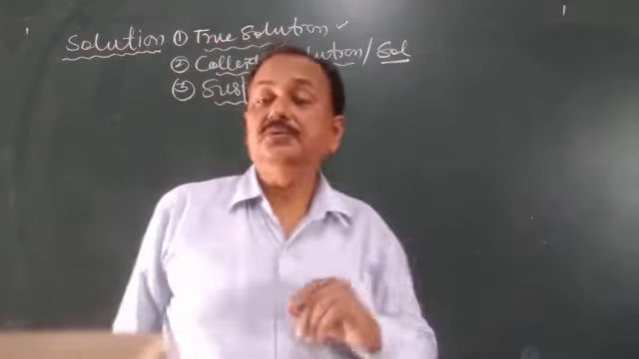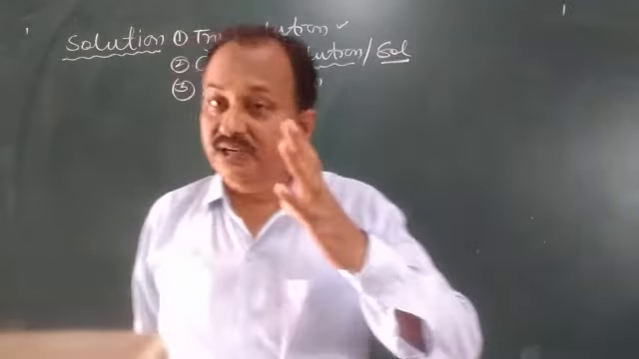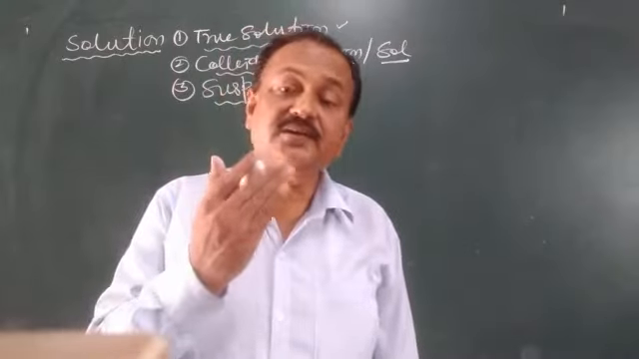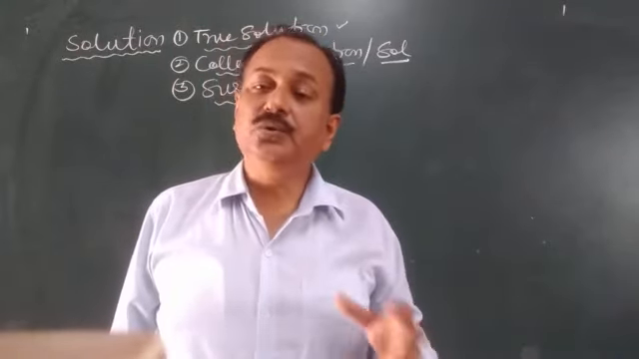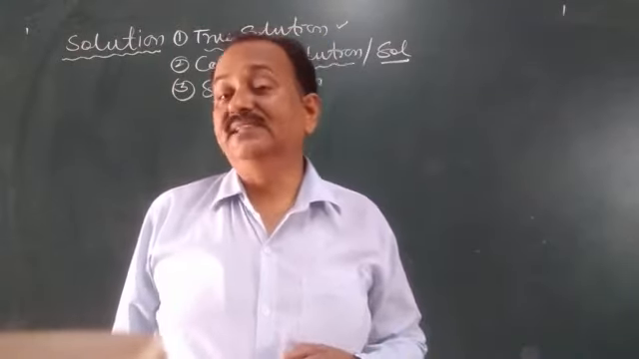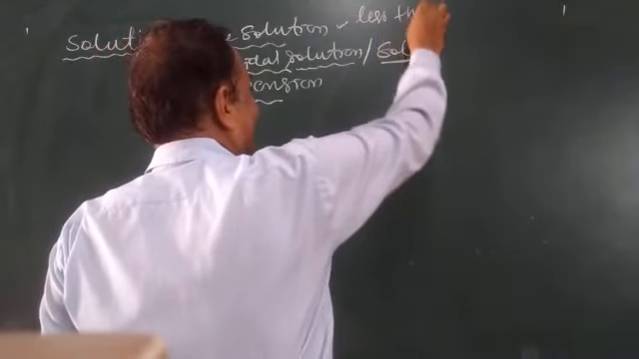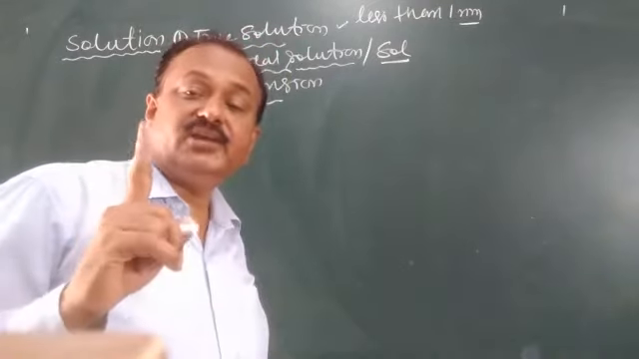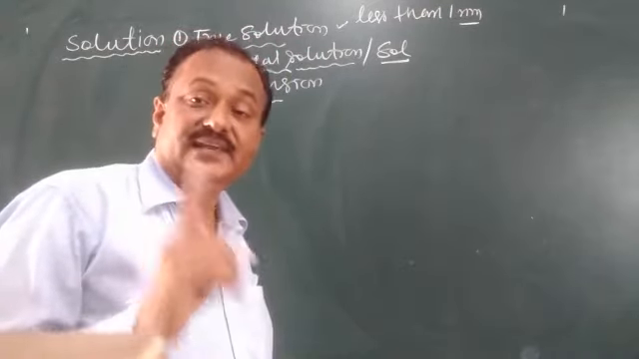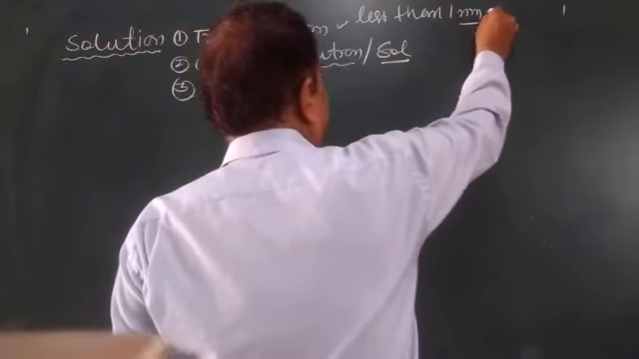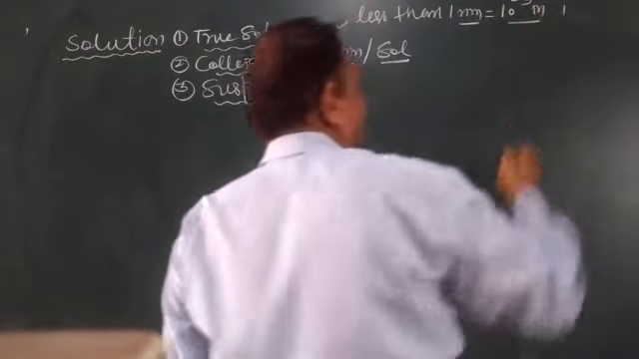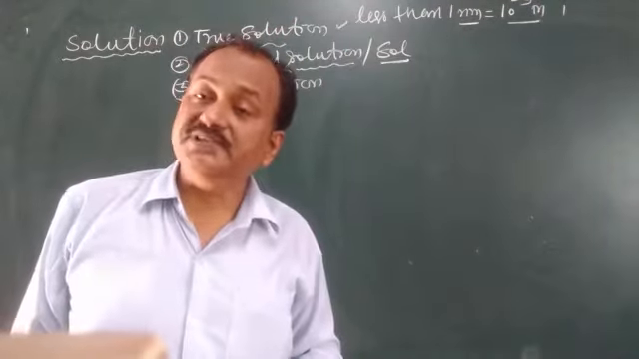Coming back to true solution, what is true solution? The word true refers to the real solution. The particles are not visible by the naked eye. Why? Because in true solution, the particles are of size less than 1 nm. Nm means nanometer, and 1 nanometer is equal to 10 to the power minus 9 meter. They are so small that they cannot be seen.